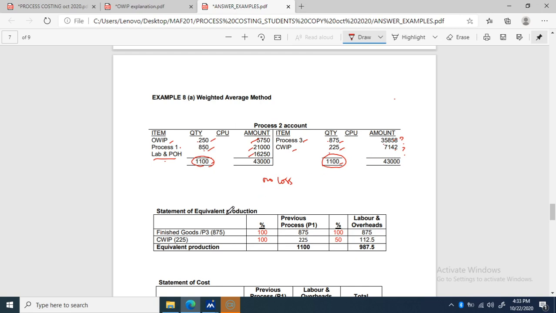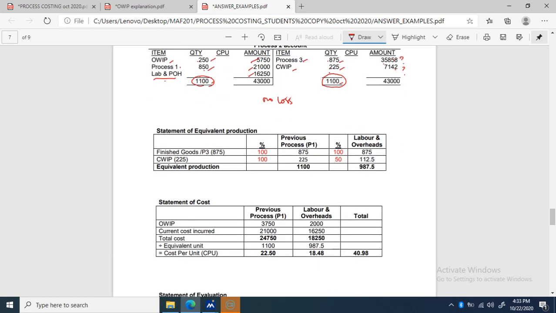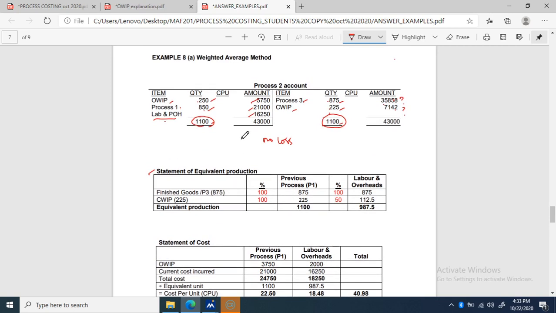As usual, we have to prepare the three statements. What are the statements? The first one is the statement of equivalent production. Now we refer to columns. How many columns should we record? Refer to the debit side of P2. In P2 we have OWIP, process 1, and labor and overhead. OWIP is the balance brought down, so it is not a column. The columns will be previous process 1, and column 2, labor and overhead. So we have two columns, referring to the debit side of process 2.